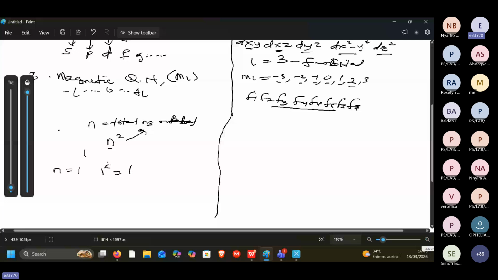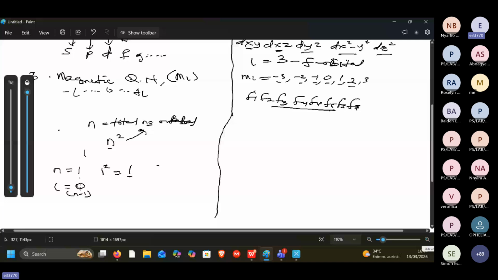You get me? So if I'm looking at the allowed values, if n equals 1, the allowed value for L will just be 0. That is n minus 1, so that is 0. It means that the allowed value will be just 1s. That's the only value that I can get for energy level 1.